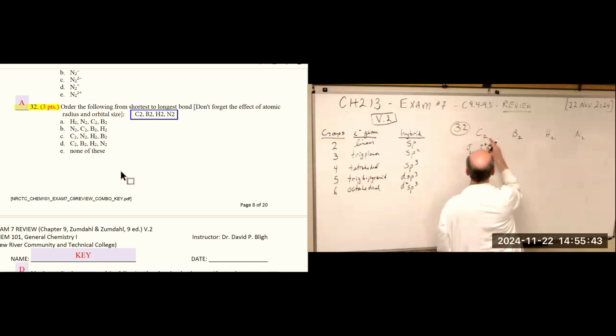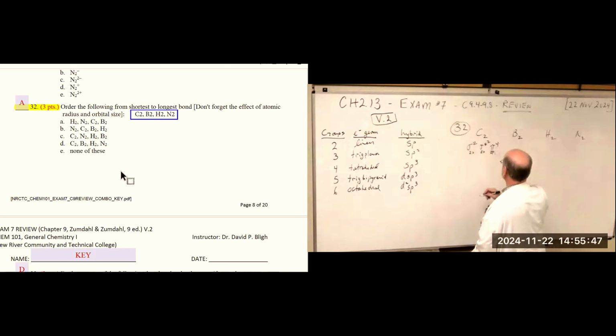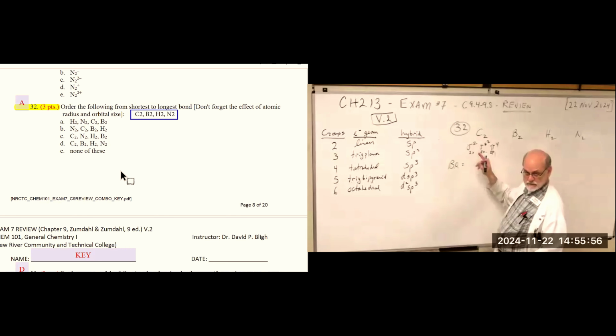Valence electrons: carbon's 4, so 8. 2, 4, and 4 is 8. So the bond order here is going to be 6 minus 2 is 4, divided by 2 is 2. We're talking about a double bond.